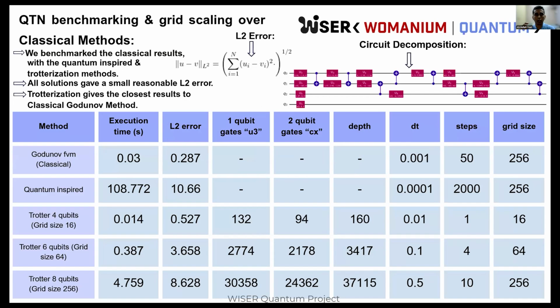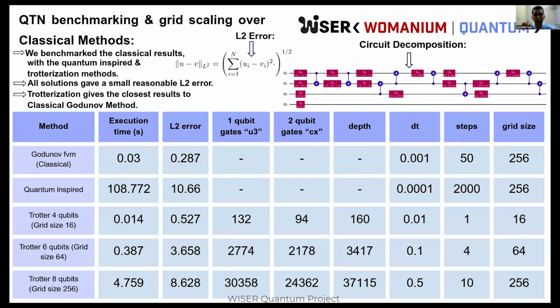So when we talk about the benchmarking, all the algorithms we benchmarked were compared against the exact analytical solution, and each solver requires a different dt and number of time steps to reach the solution, and the quantum inspired algorithm was observed to be the slowest in time. So we can move on to the next slide.